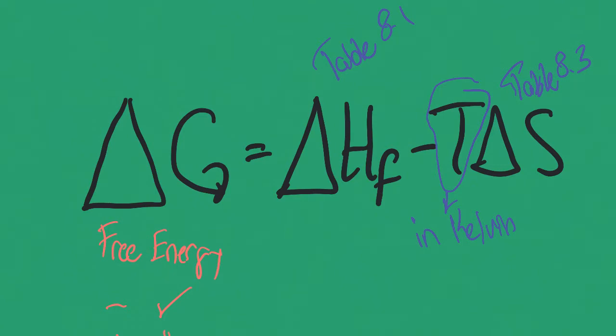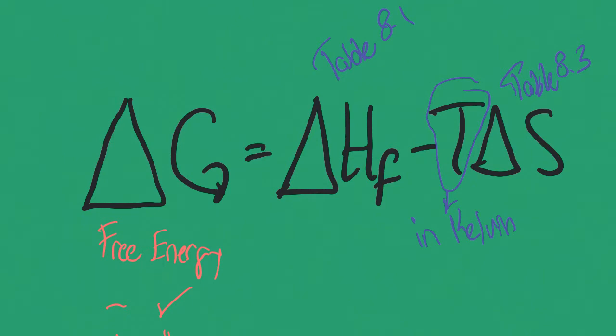G means free energy. And when we solve this entire equation, where we involve the enthalpy of formation, and we take into account the temperature and the entropy, if the delta G ends up being a negative number, then that means the reaction is likely to occur in nature. If it's positive, then it means it contradicts the laws of thermodynamics and is not going to happen spontaneously.